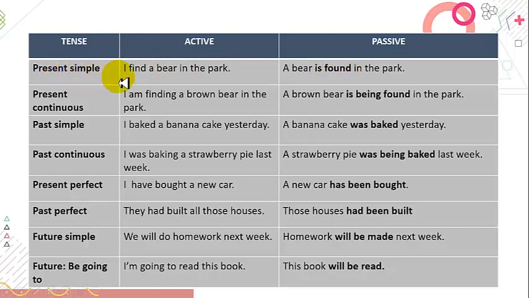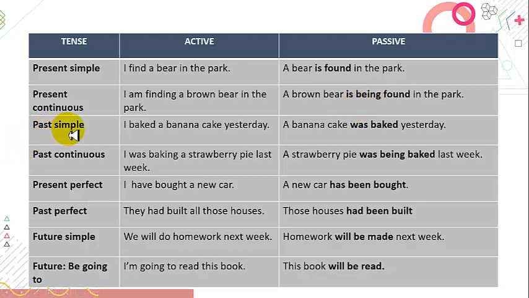So the examples: I find a bear in the park. This is present simple. A bear is found in the park. So this is the verb to be in present, and this is the past participle of the verb to find. Let's continue with present continuous. I am finding a brown bear in the park. A brown bear is being found in the park. So we can see the verb to be in gerund here, and this is the verb in past participle, okay?